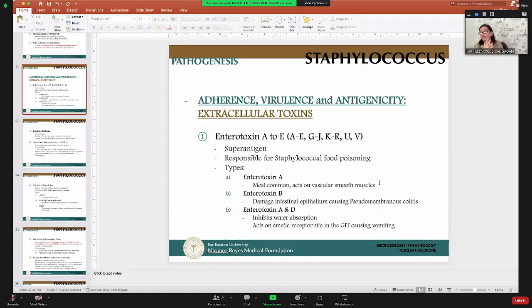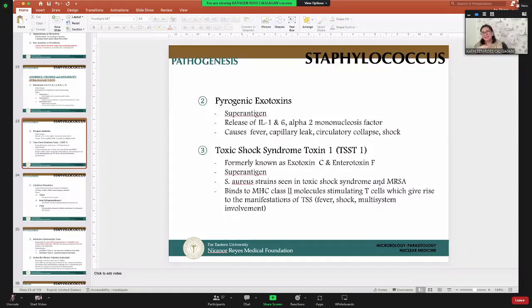Staphylococcal infection is classified into 5 manifestations. One is staphylococcal food poisoning. The main exotoxin responsible is enterotoxin. Enterotoxin can be A, can be B, or A and B. While fever associated with staph is due to exotoxin, it releases interleukin-1, interleukin-6, and tumor necrosis factor alpha. It causes fever, capillary leak, circulatory collapse, and shock.